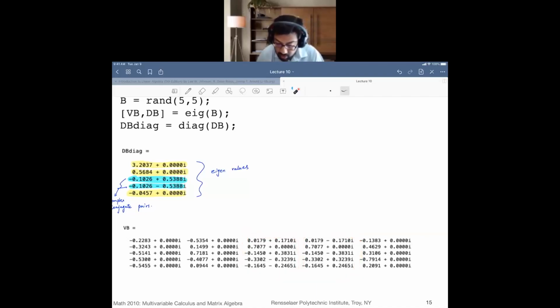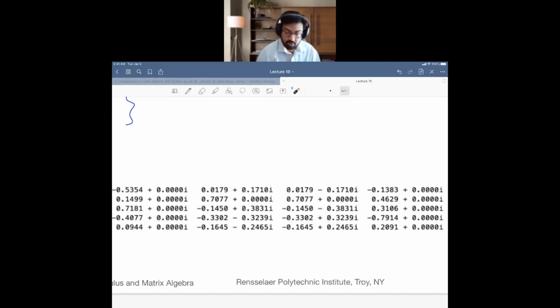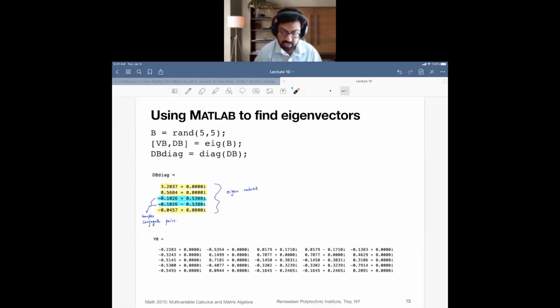However, these are complex conjugates of each other. You see this value and this value, complex conjugate, complex conjugate, complex conjugate, and so on. So when you have complex eigenvalues, they appear in pairs, and the corresponding eigenvectors will also be in complex conjugate pairs. So this sort of checks that.